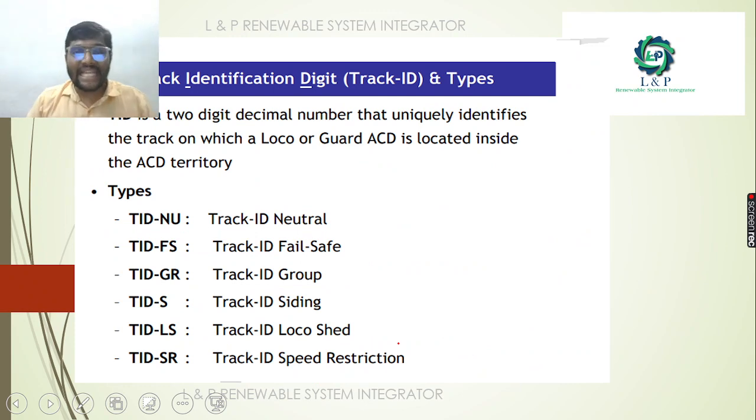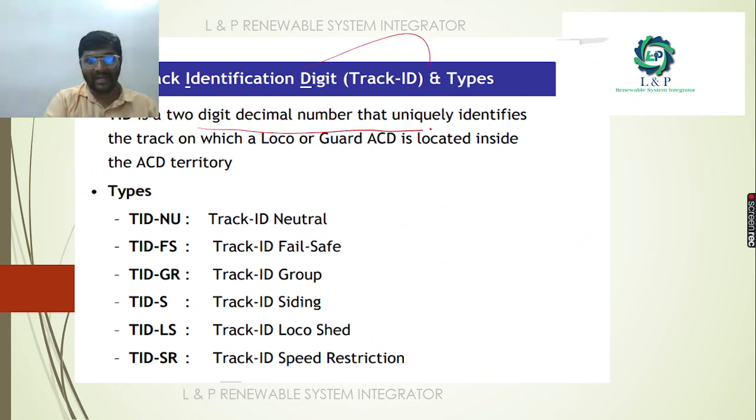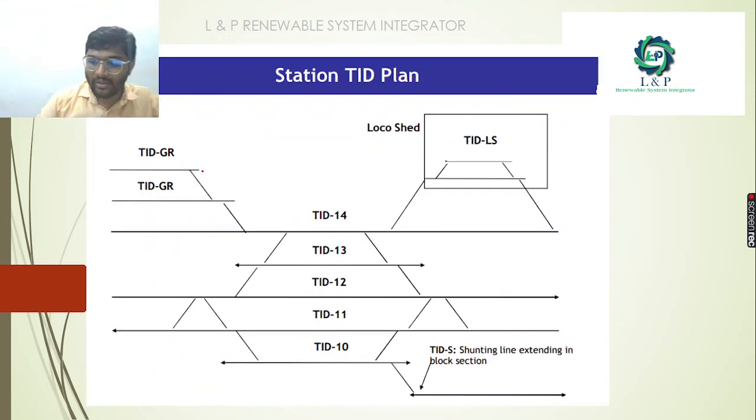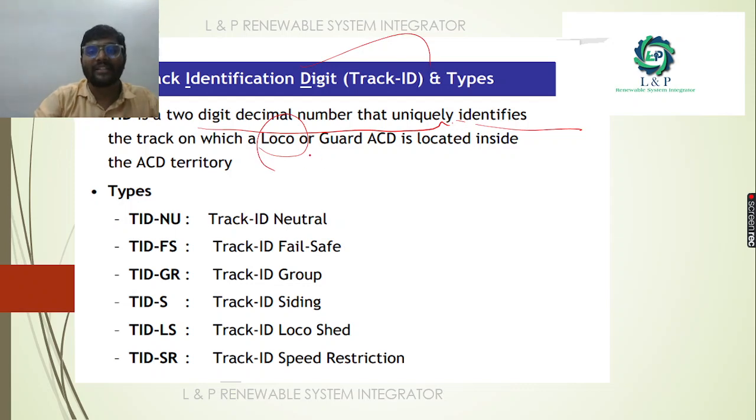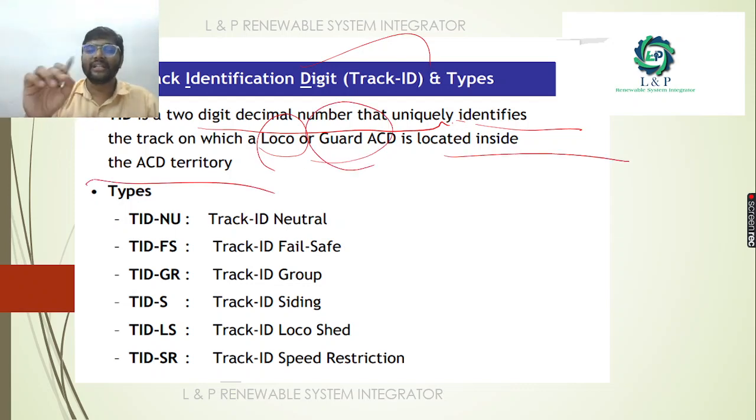So what is this TID? That is the track identification digit. It is a 2-digit decimal value, a unique identifier for the track on which the loco as well as the guard anti-collision device is located inside the anti-collision device territory.